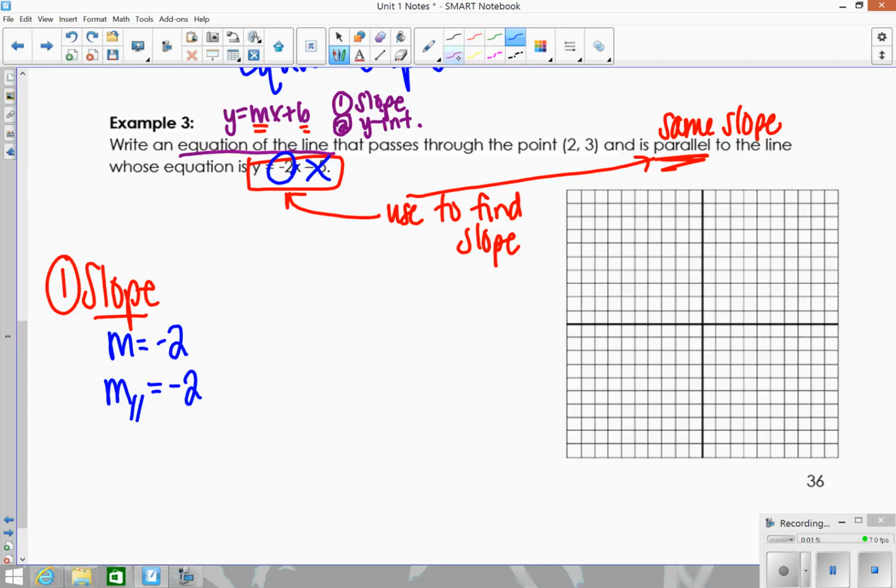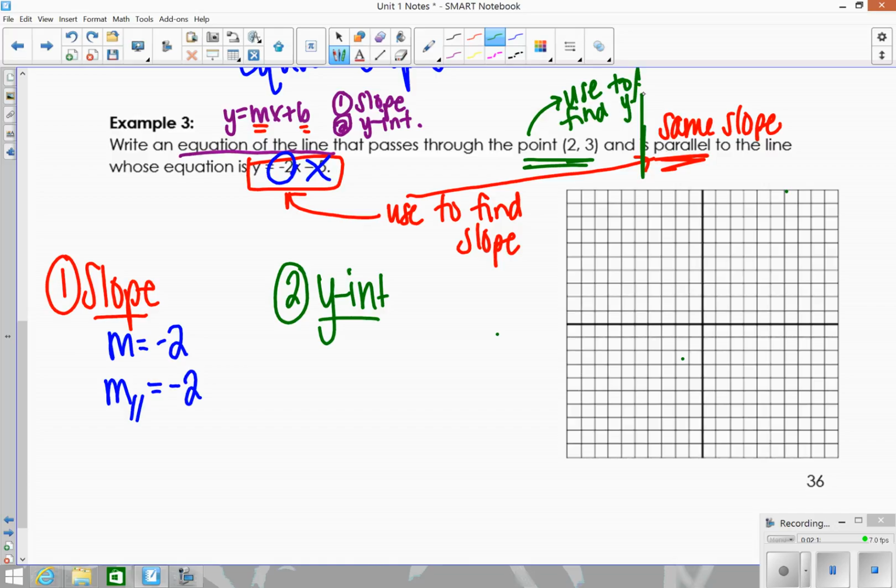The second step is you have to find the y-intercept. So that's the second thing we need. In order to find the y-intercept, they give you a second piece of information, which is this point. So this point is going to be used to find the y-intercept, and to do that, you're going to plug the point into the equation.